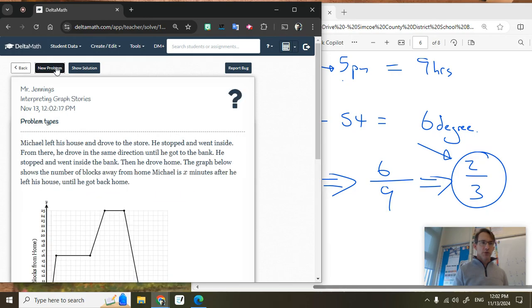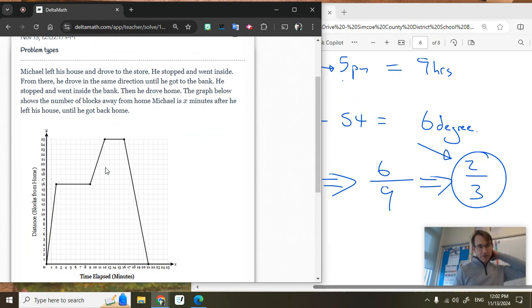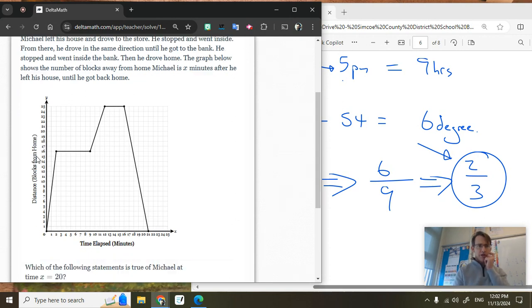All right, let's do a new one. Michael left his house and drove to the store. Look at that. He stopped for a little while. He drove again. The graph below shows the number of blocks away from home Michael is. So this is his distance in blocks from home. He drove 25 blocks to go to the store. The store's pretty far away. Okay. All right, and then it's measured in minutes.